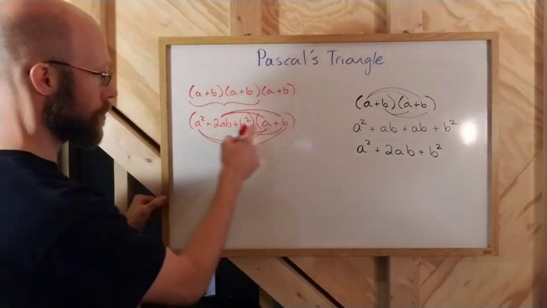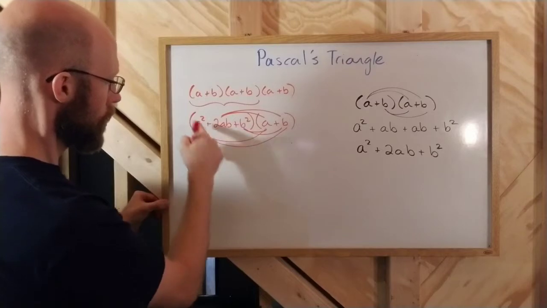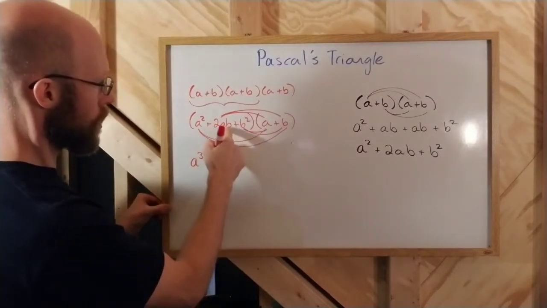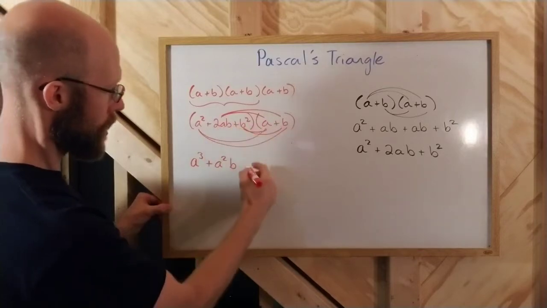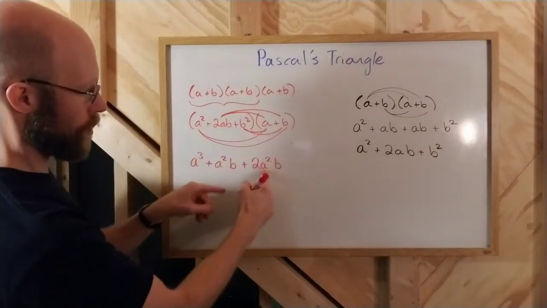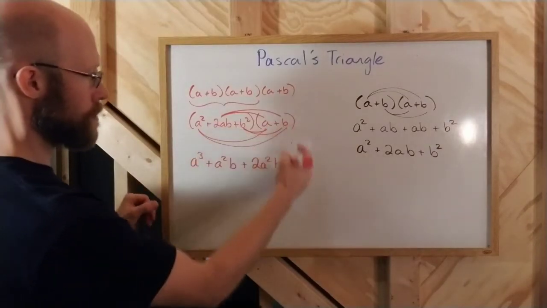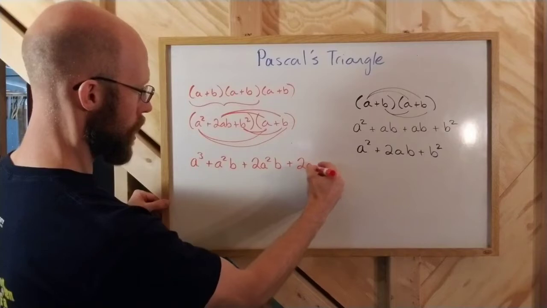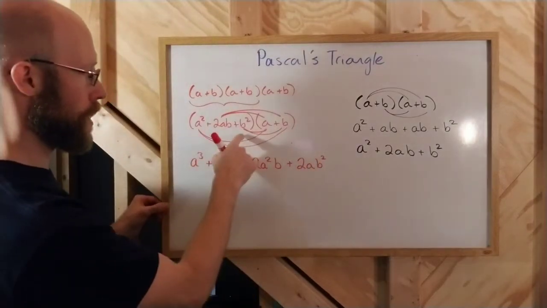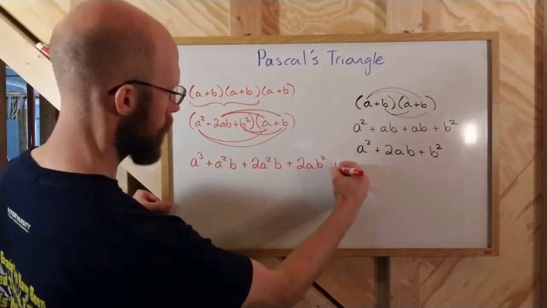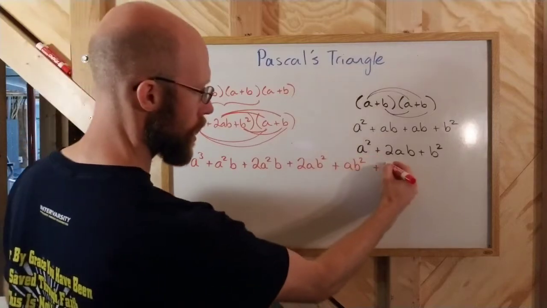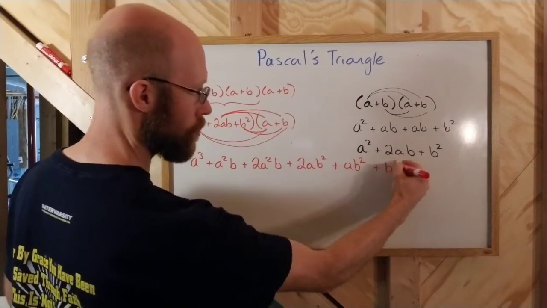And you'd have a squared times a is a cubed, a squared times b is a squared b, 2ab times a is 2a squared b, right? There's a couple a's there, so we call that a squared. 2ab times b is 2ab squared. Right, that gives me my first 4 combinations. Then I got b squared times a, and that's ab squared. And b squared times b is just b cubed. I almost said a there.